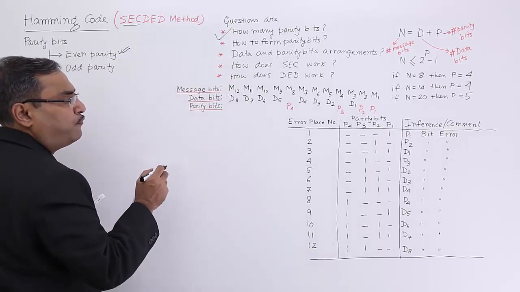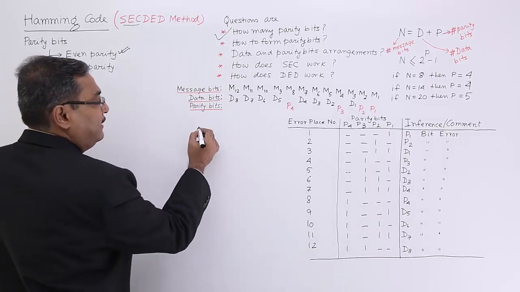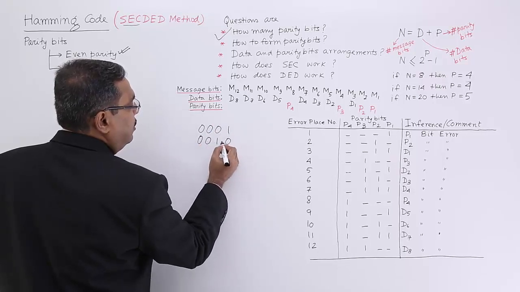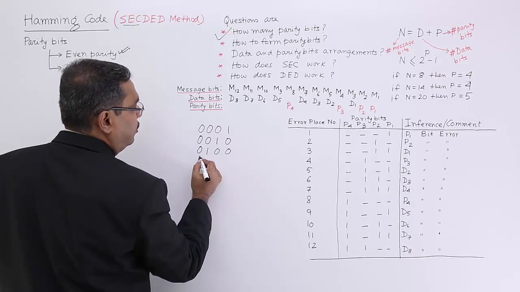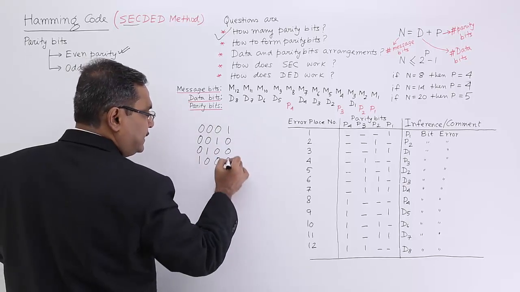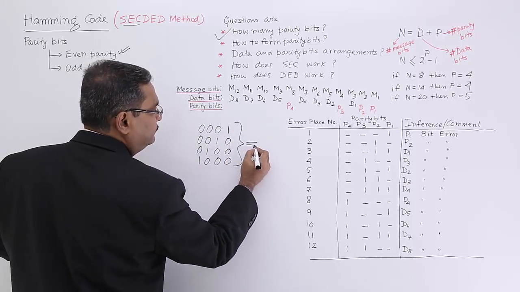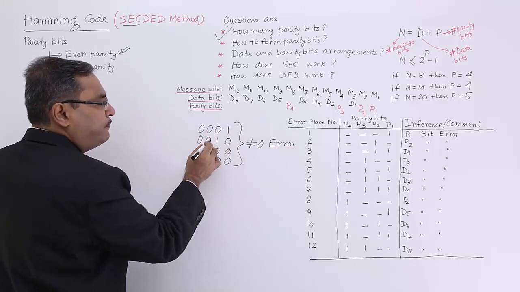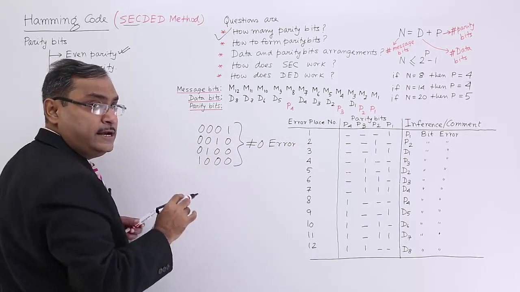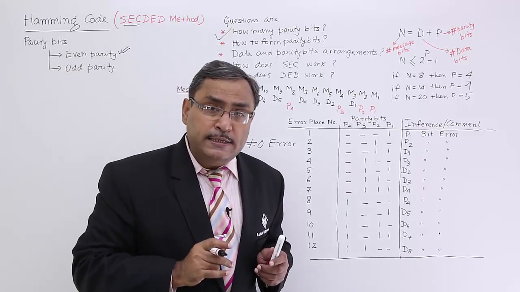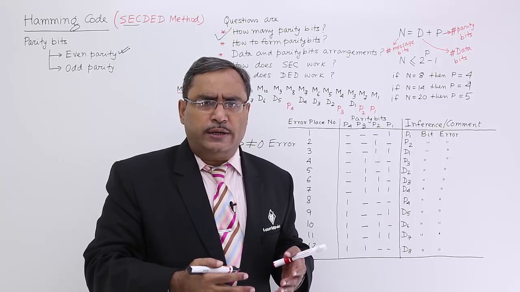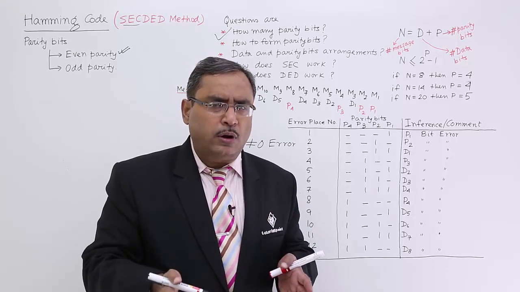Because when I go for the syndrome calculation, and if I get the syndrome like this or this or this or this, then it is indicating they are non-zero. That means error has occurred. But if the syndrome value is 1, 2, 4 or 8, that will indicate parity bits have got corrupted, not the data bits. So I can easily isolate whether the data bit has got corrupted or the parity bits.